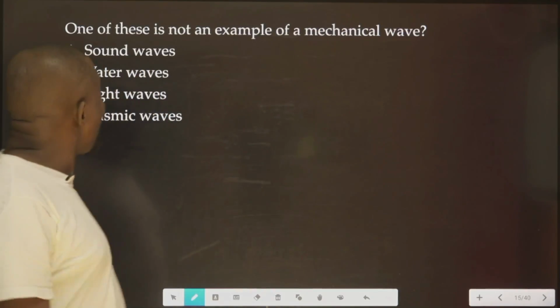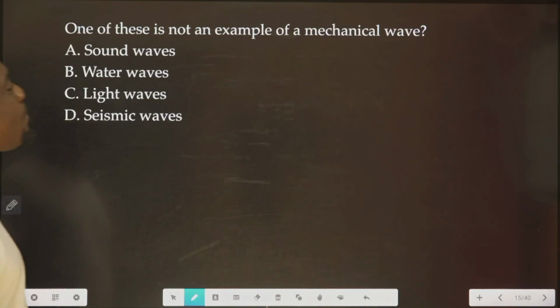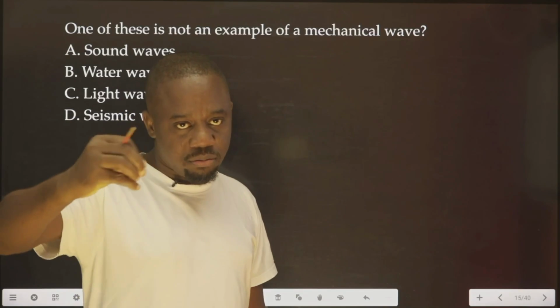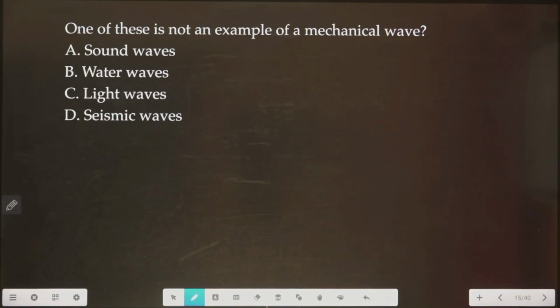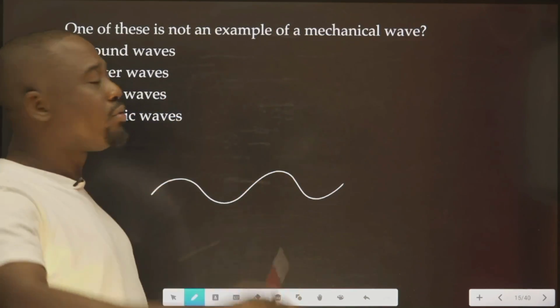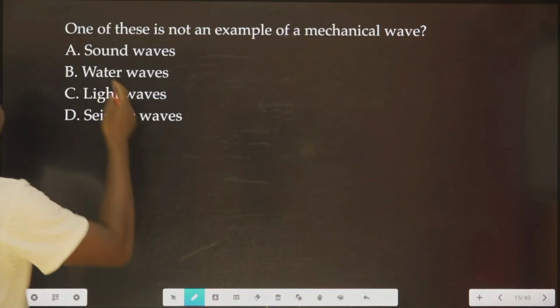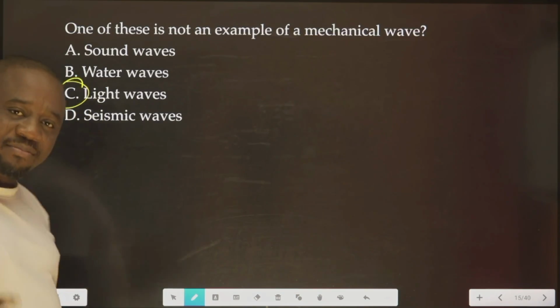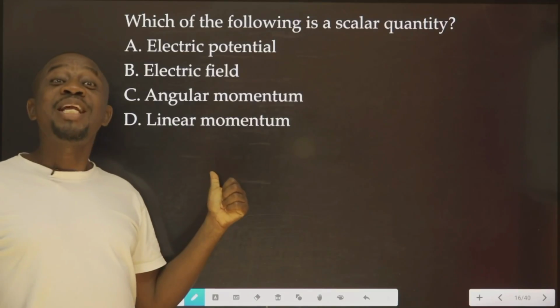Let's look at this. It says, one of these is not an example of a mechanical wave. Mechanical waves require a medium to transport them, just like water. You see waves on top of water; the water is assisting the wave to move. So one of them is not mechanical. Sound is mechanical. It requires air. Water is mechanical. Light is not mechanical. Seismic is mechanical. So therefore, our answer is C. Very straightforward, okay?